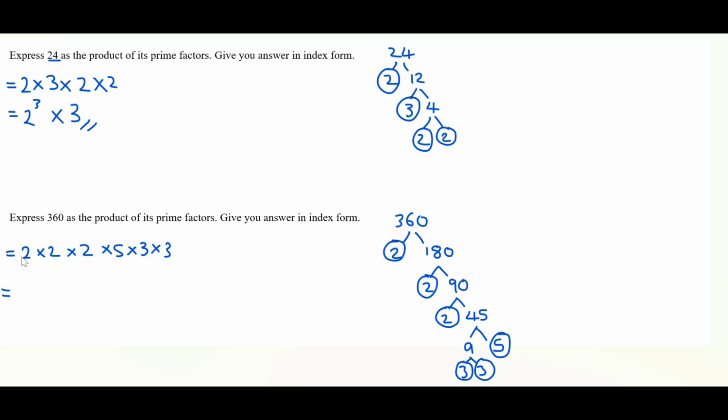So starting off in ascending order, 2 comes up 3 times. So we will write that as 2 to the power of 3. 3 comes up twice. So that will be 3 to the power of 2. And 5 comes up once. So that is just 5 on its own. And again, a quick check. 2 to the power of 3 is 8, multiplied by 3 to the power of 2, which is 9. 8 times 9 is 72. 72 times 5 is 360.